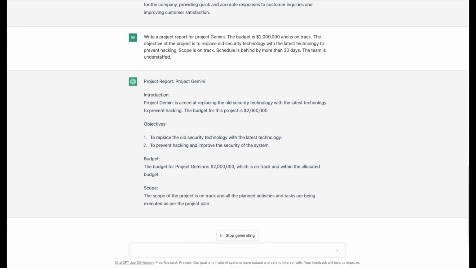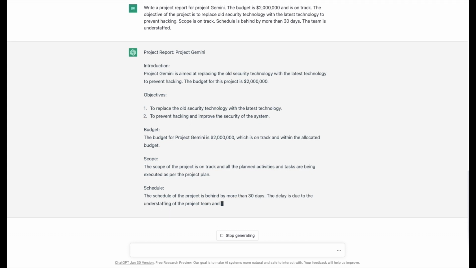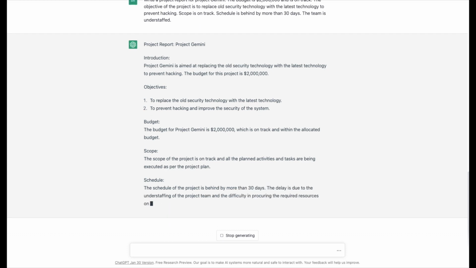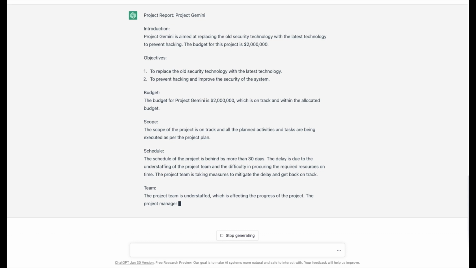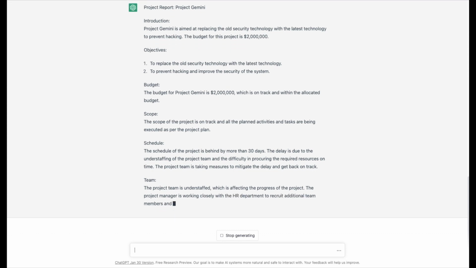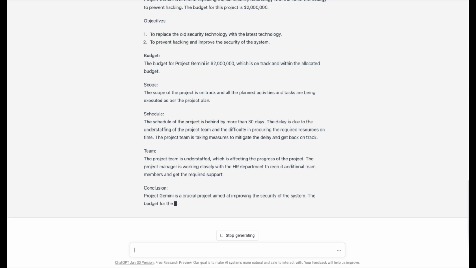Okay, scope is on track and all planned activities or tasks are being executed per plan. Schedule is behind by more than 30 days. The delay is due to understaffing the project. Taking measures to mitigate the delay. Good. It's kind of repeating the same things. It's working closely with the HR department. That they don't typically provide the staffing, so we'll have to take that out.